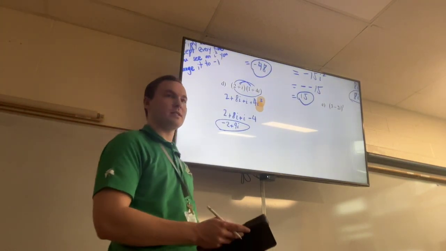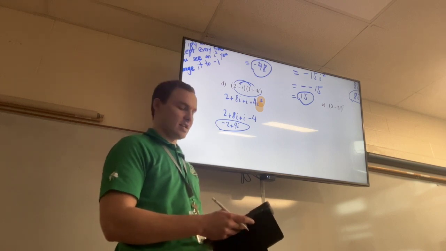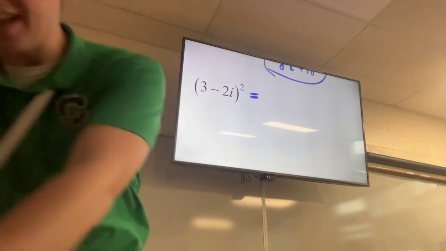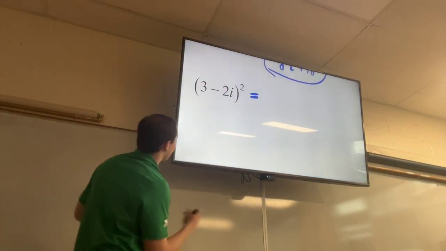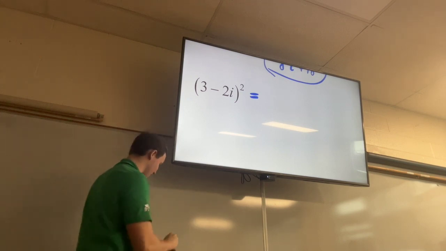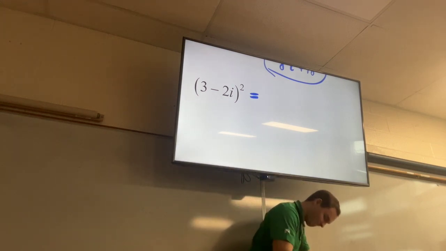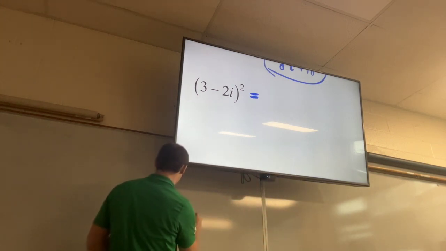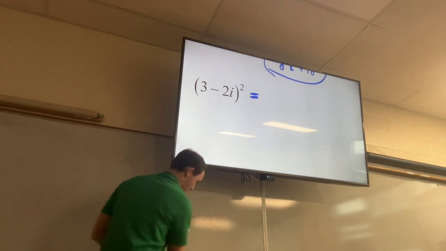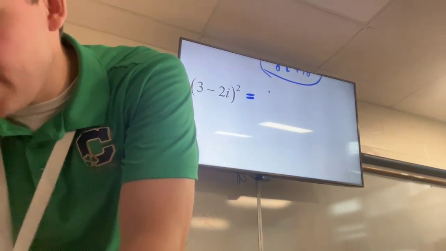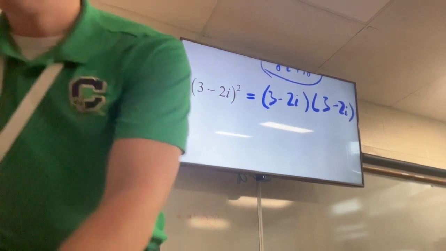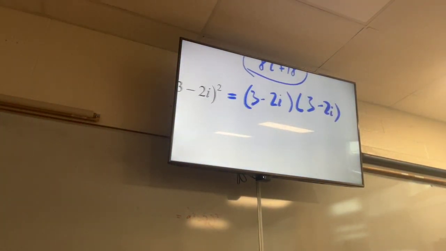Can I move on to E? All right, E, right? 3 minus 2i squared. What do I not want to see ever? Don't do it. What do you think someone's going to write down for this? Someone's going to think it's 9 minus 2i squared. That's wrong, right? Remember, guys, this is equal to 3 minus 2i times 3 minus 2i, okay? We can't just distribute the square. You have to FOIL it out, okay?